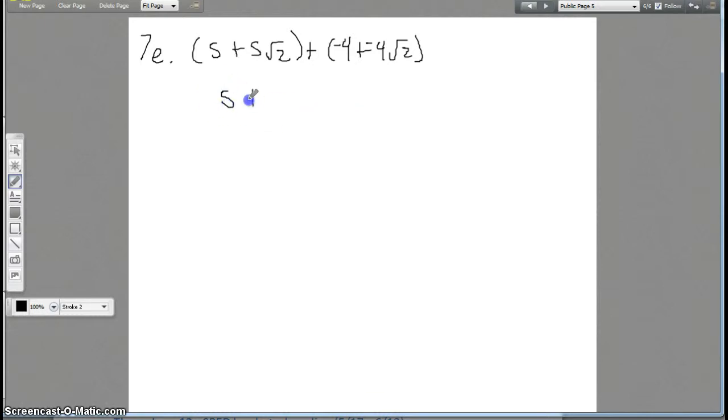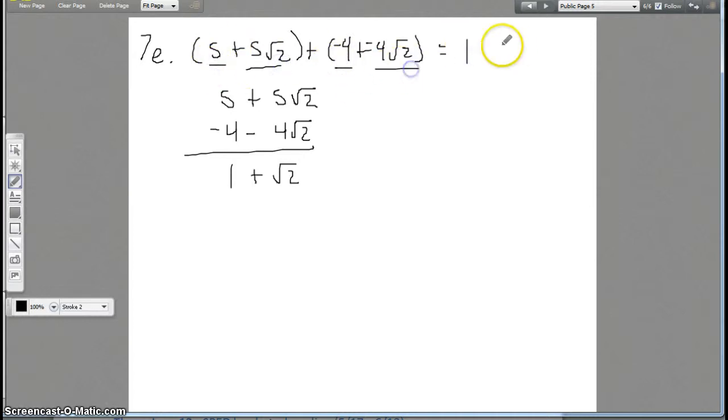So I'm going to write this out both ways. We have 5 plus 5 root 2. We have negative 4 minus 4 root 2. 5 minus 4 is 1. 5 root 2 minus 4 root 2 is just a root 2. Or we can do this and just say 5 minus 4 is 1. 5 root 2 minus 4 root 2, that's just 1 root 2. So it's 1 plus root 2.